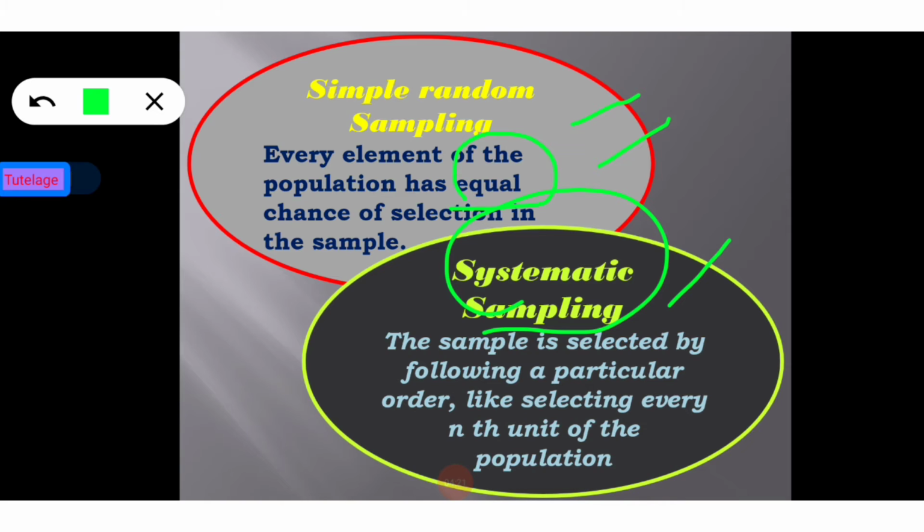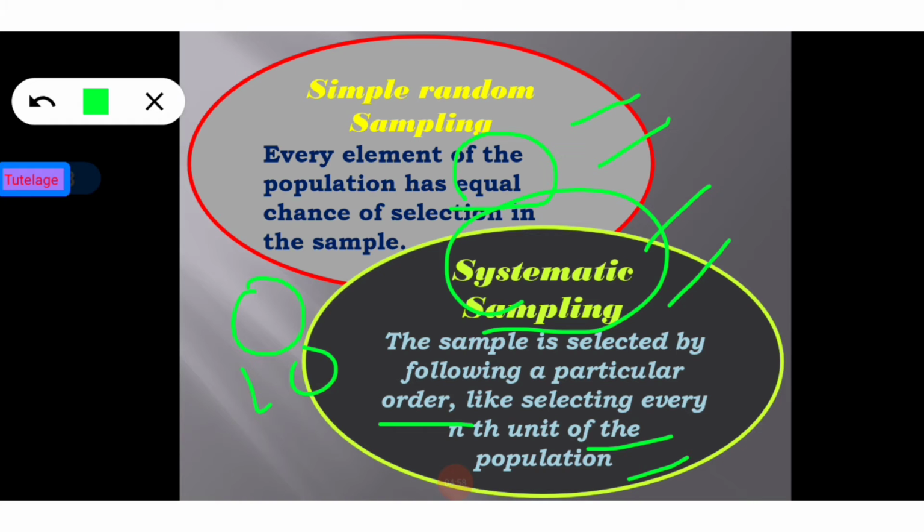Okay, so now going to the next probability method, that is systematic sampling. Systematic sampling is selected in a particular order, like selecting every nth unit of the population. Basically, in systematic sampling, the sample from the population is selected by a particular order. For example, we consider there is a need to choose a sample of 10 from a total population of 100 students.